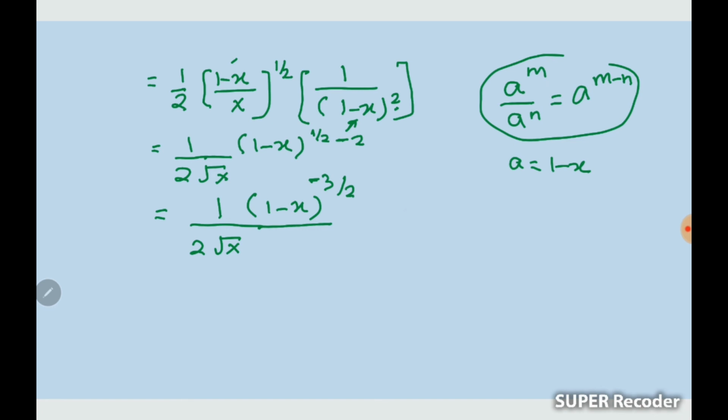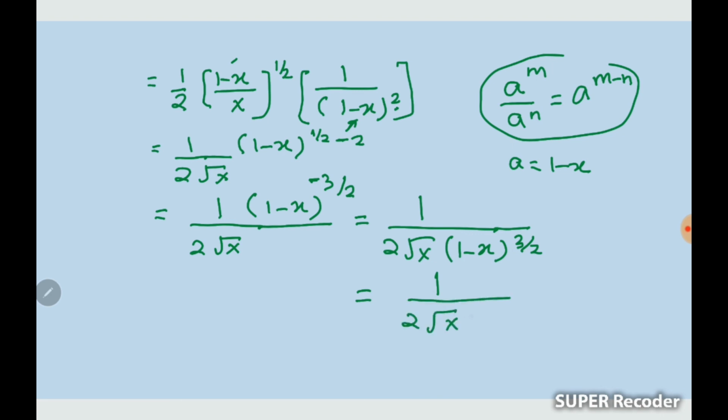Okay, so now we will bring negative 3 over 2 downward. Then you will get 1 over 2 square root of x multiply with 1 over (1 minus x) to the power of 3 over 2, and you can simplify to get 1 over 2 square root of x, and here we have 1 minus x to the power of 3, all under square root. So the power of 3 over 2 is square root here. So this is the final answer.